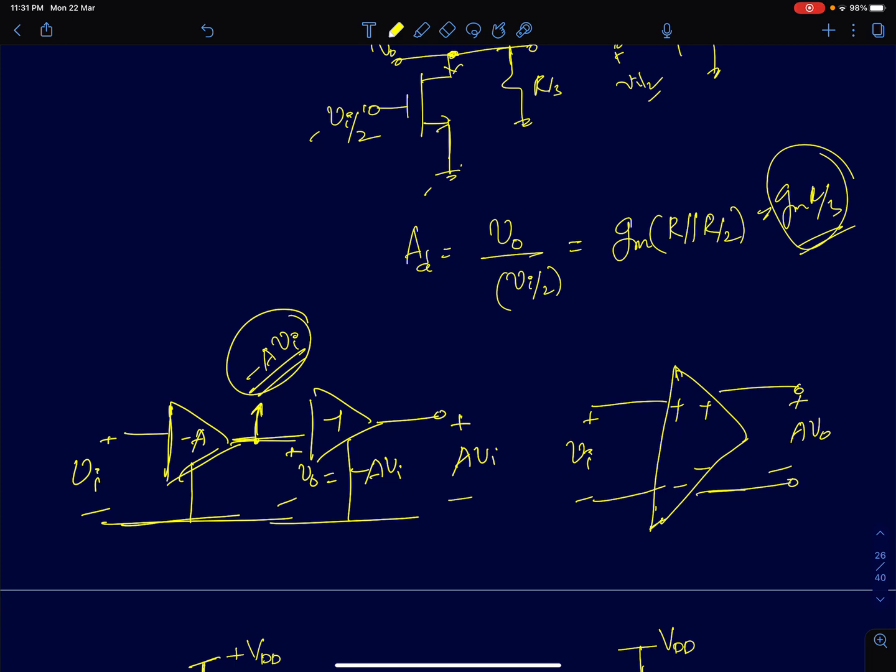If I want to get positive gain out of it, I have to insert another amplifier with a gain of minus 1. Then at the output of this amplifier, the gain becomes positive. The gain of this composite amplifier is positive.